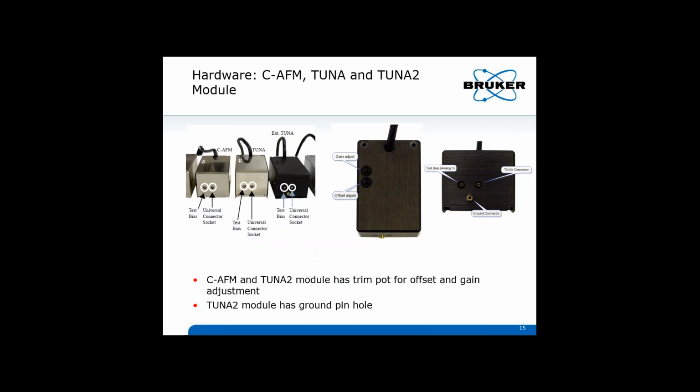As for the hardware and accessories, here are the photos of the Bruker-supplied application modules for conductivity measurement. Here is the CAFM, here is the tuner, and this is the tuner 2 module, also called extended tuner. For the CAFM and tuner 2 module, they have 3 ports for offset and gain adjustment. The tuner 2 module has, in addition to the sensor port and a test bias port, an extra ground pin.